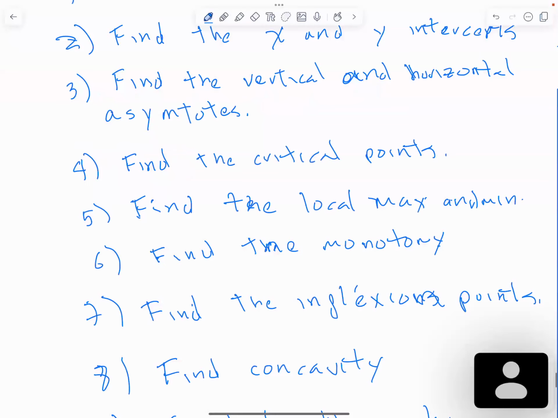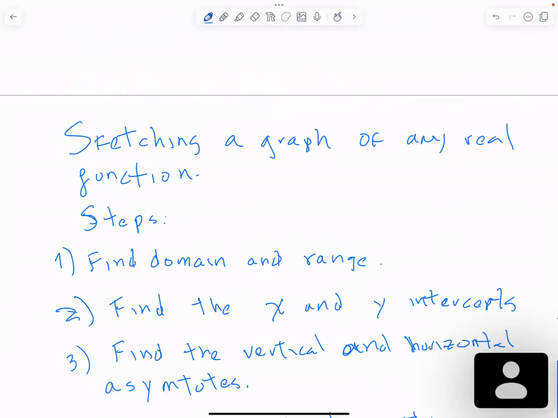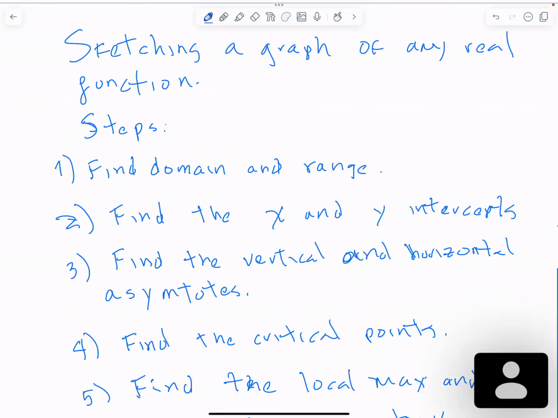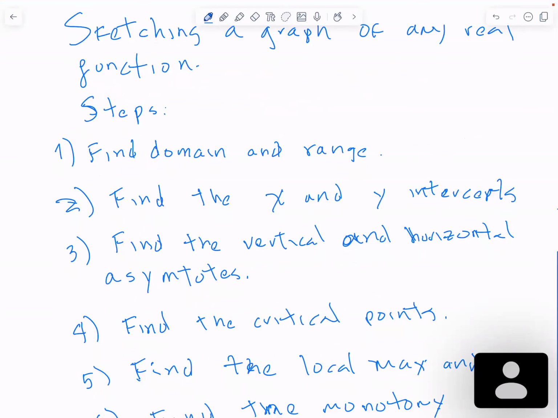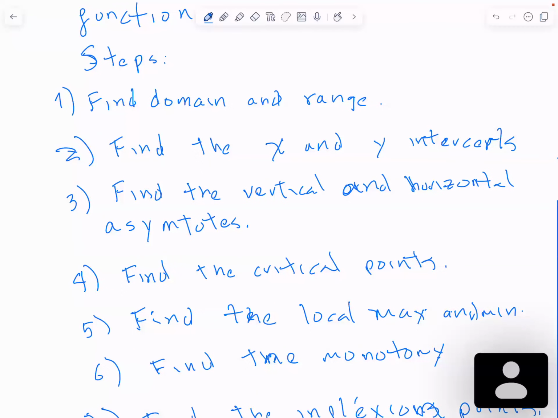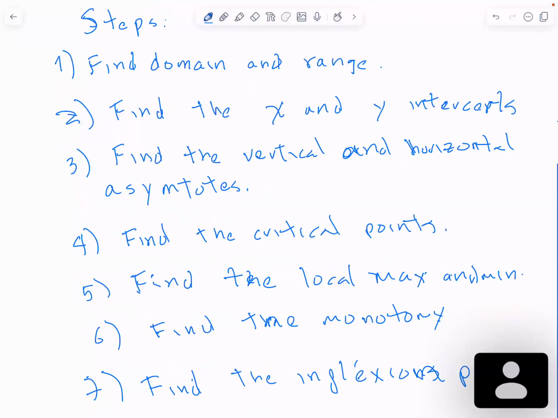Okay, here I'm showing you the steps for sketching the graph of any real function. The first step is find the domain and range. The second step is find the x and y intercepts. The third is find the vertical and horizontal asymptotes, if you find them.